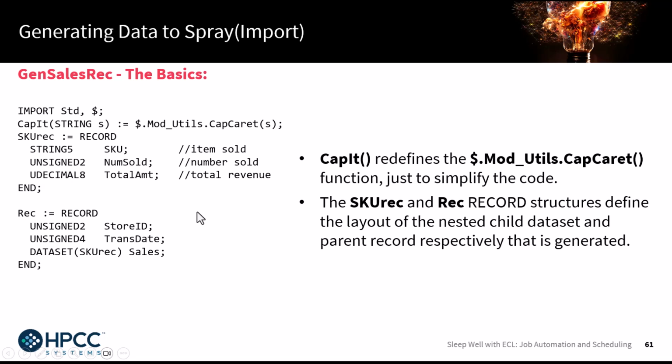Then we've got a couple of records here. The SKU record is the actual child record, as I mentioned in the previous slide, and for lack of a better name, we have rec, which is our parent record, which contains a store ID and the transaction date, and then of course for each transaction date the child record will give you the SKU, the number sold, and the total amount of revenue.